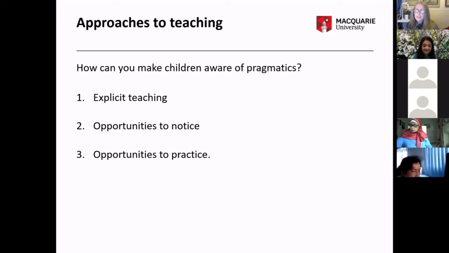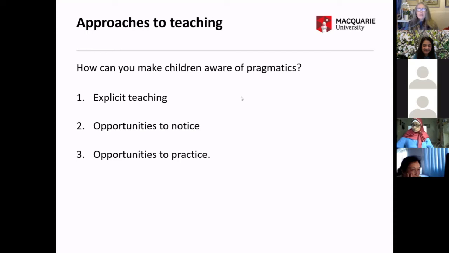Mostly we don't do that so much anymore. We use theme-based teaching, task-based teaching, but you can still slip little bits of this in. And I think that it's possible to do that. The other way is giving the students opportunities to notice and opportunities to practice. And I just want to talk quickly about a way that you might do this. And then after that, we'll have another workshop where you'll have a chance to think about how you might integrate more pragmatics into your teaching.